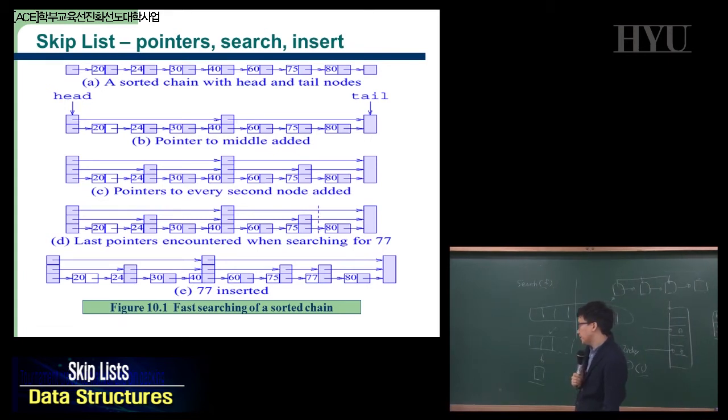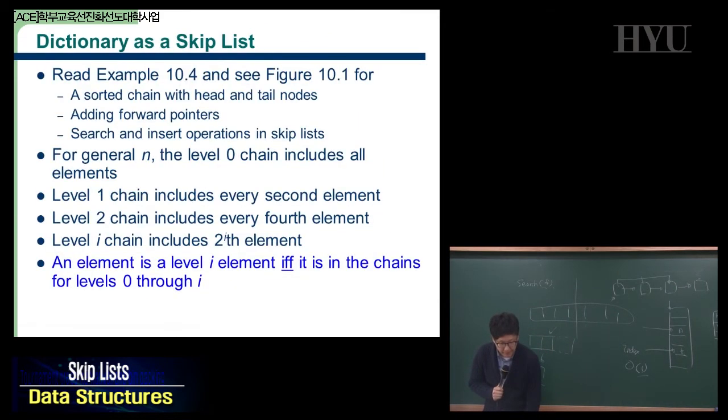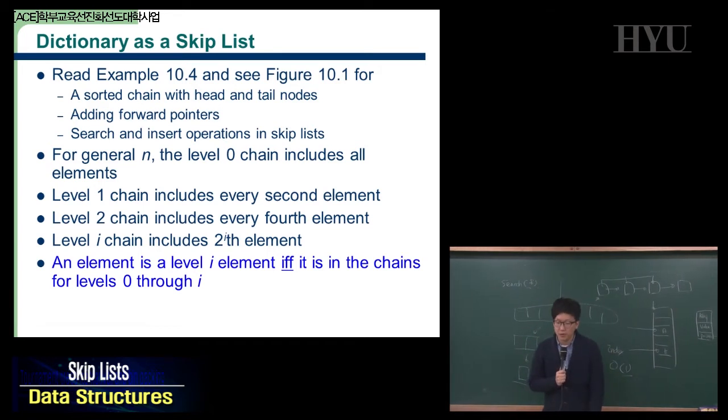Fast searching of a sorted chain. Okay. Dictionary as a skip list. Read example 10.4, see figure 10.1. A sorted chain with the head and tail nodes, adding a forward pointer for search and insert operations, is a skip list.